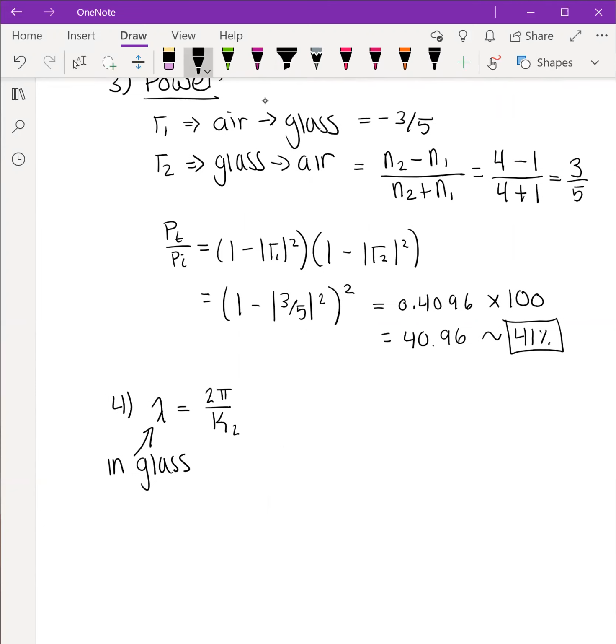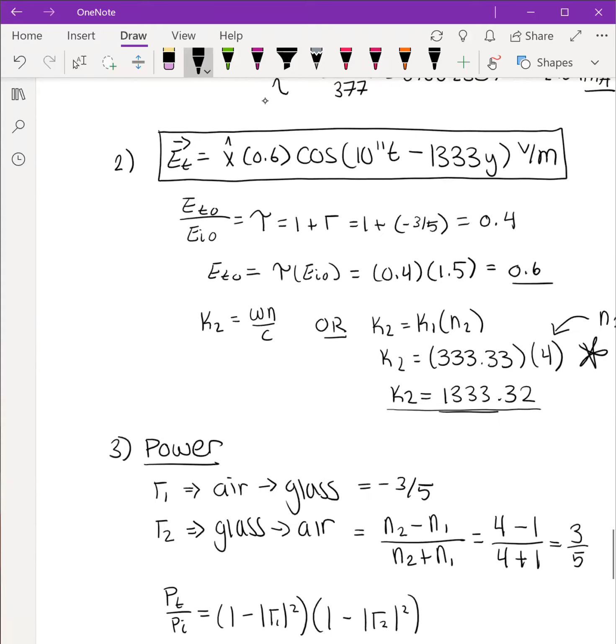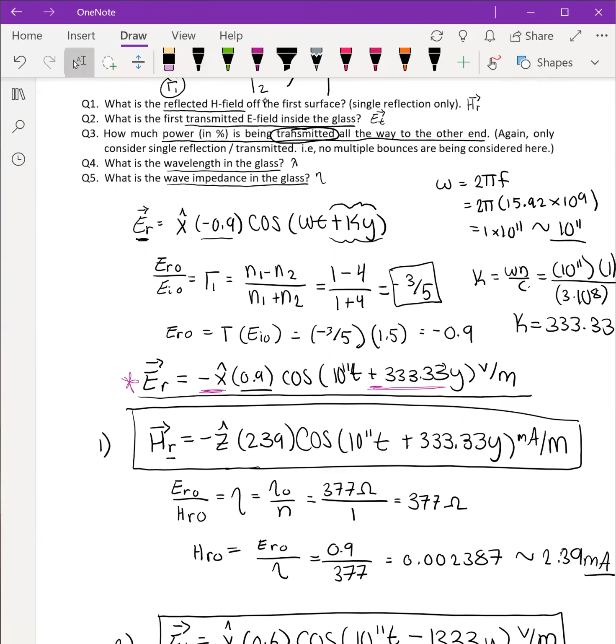So I'm going to go ahead and write that K2. 2 pi divided by K2, which was 1,333, equals 0.0047, and that is 4.7 millimeters. So going back up to the top, that is our wavelength in glass.